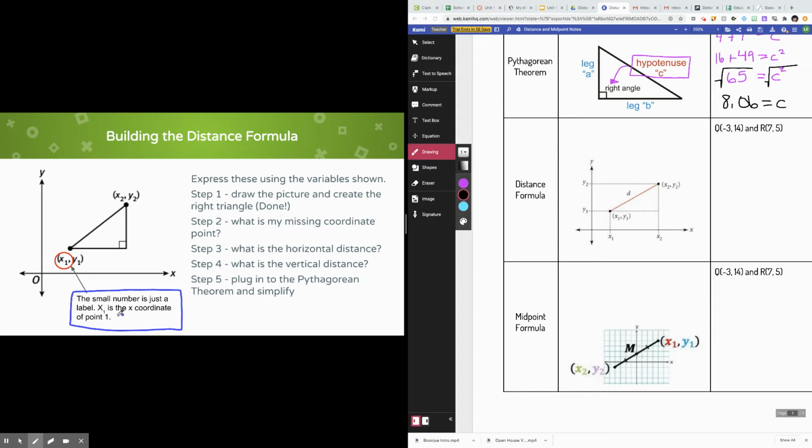You don't add them or multiply by them. It's not like an exponent. It's just a label. So x1 is the x coordinate of point number 1. It just helps us to distinguish between our x values and our y values.